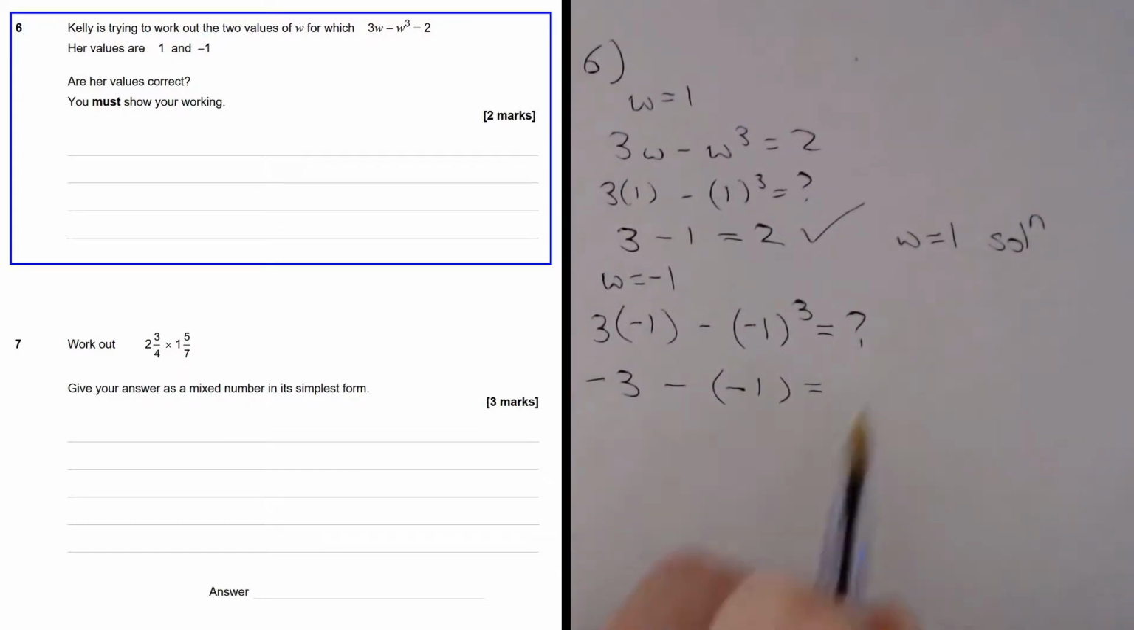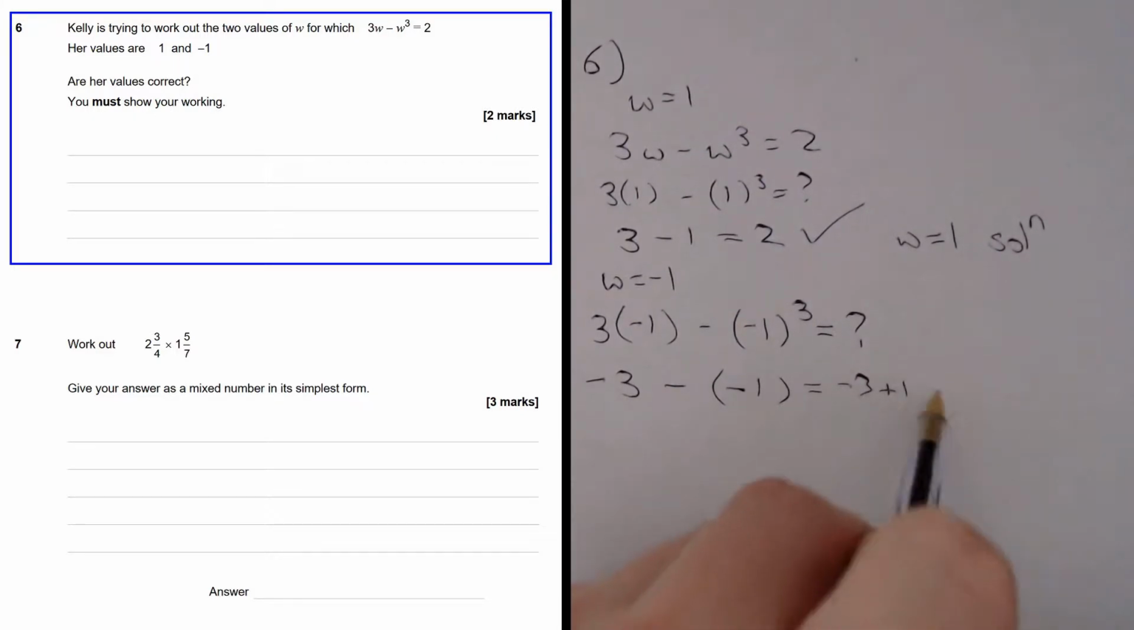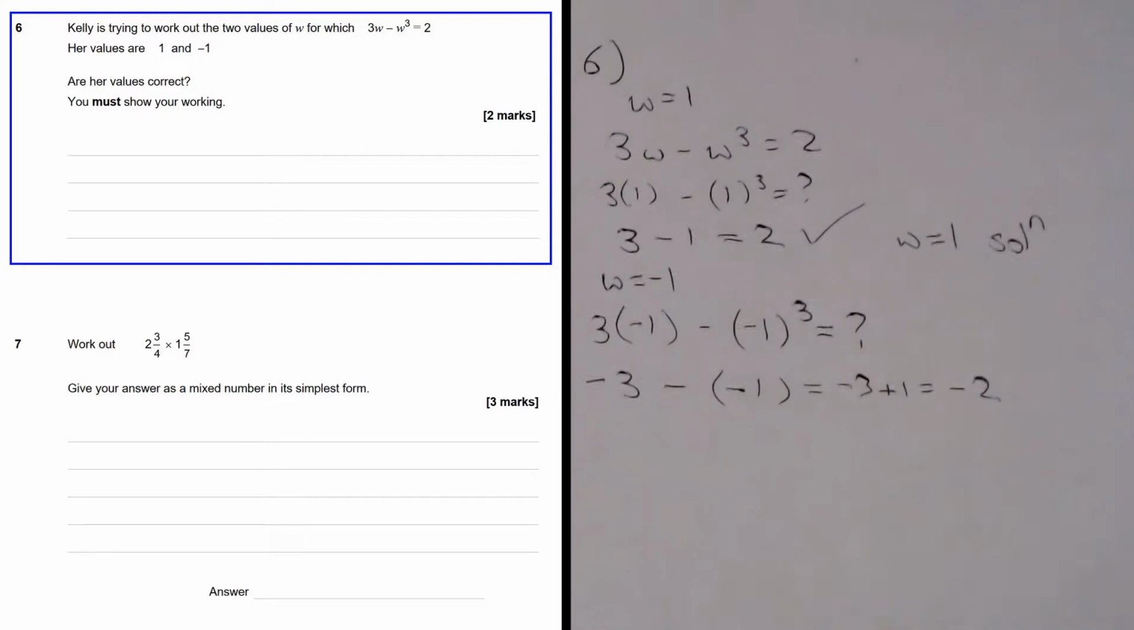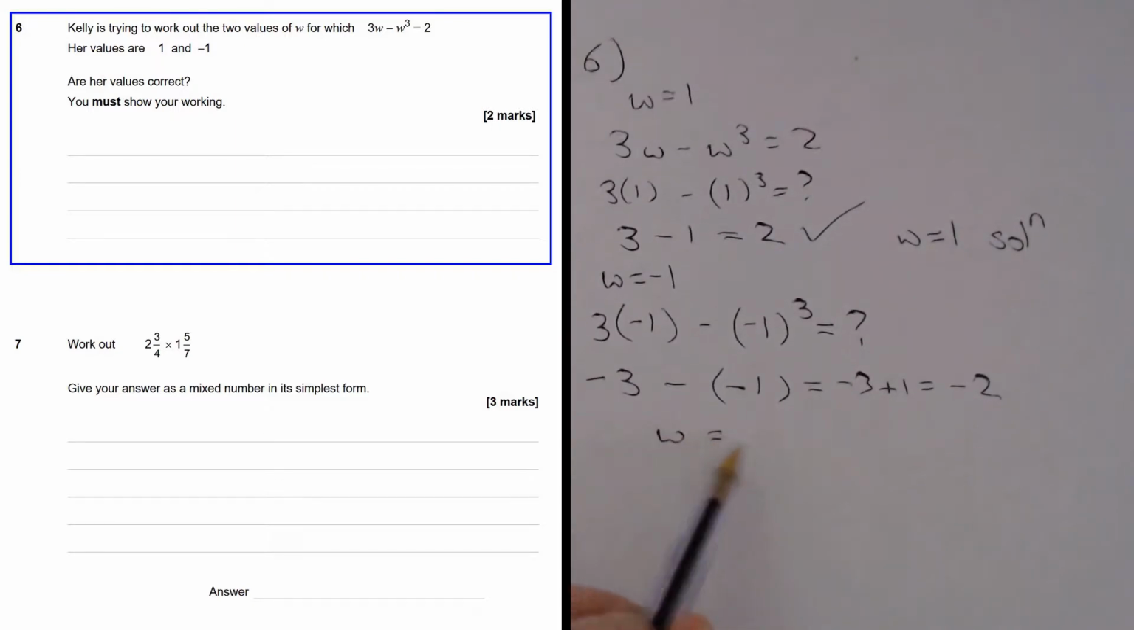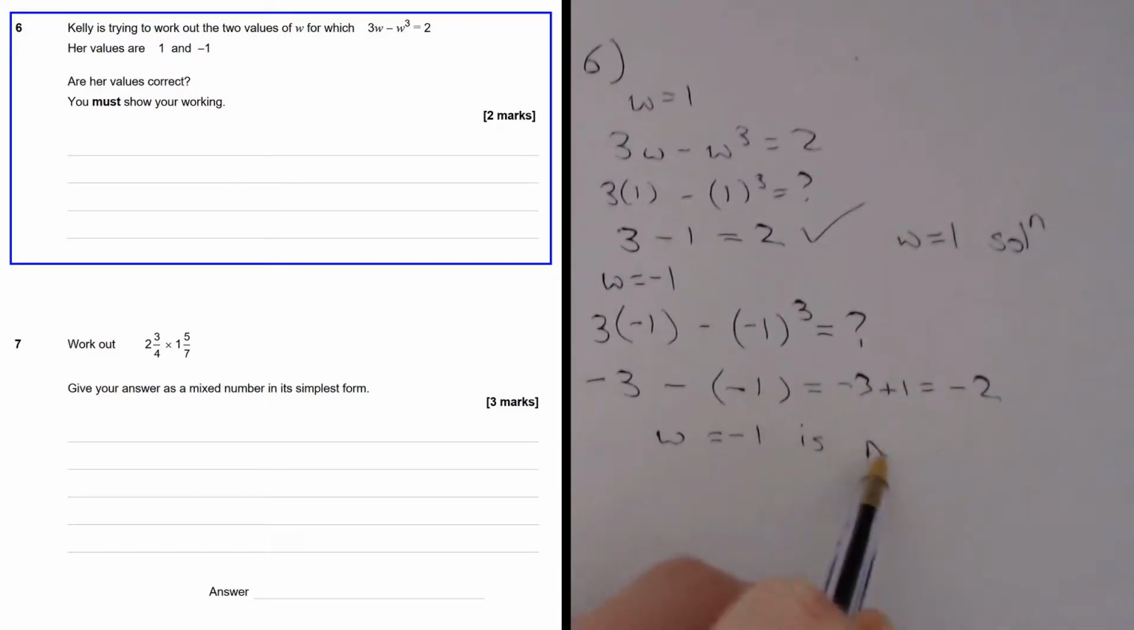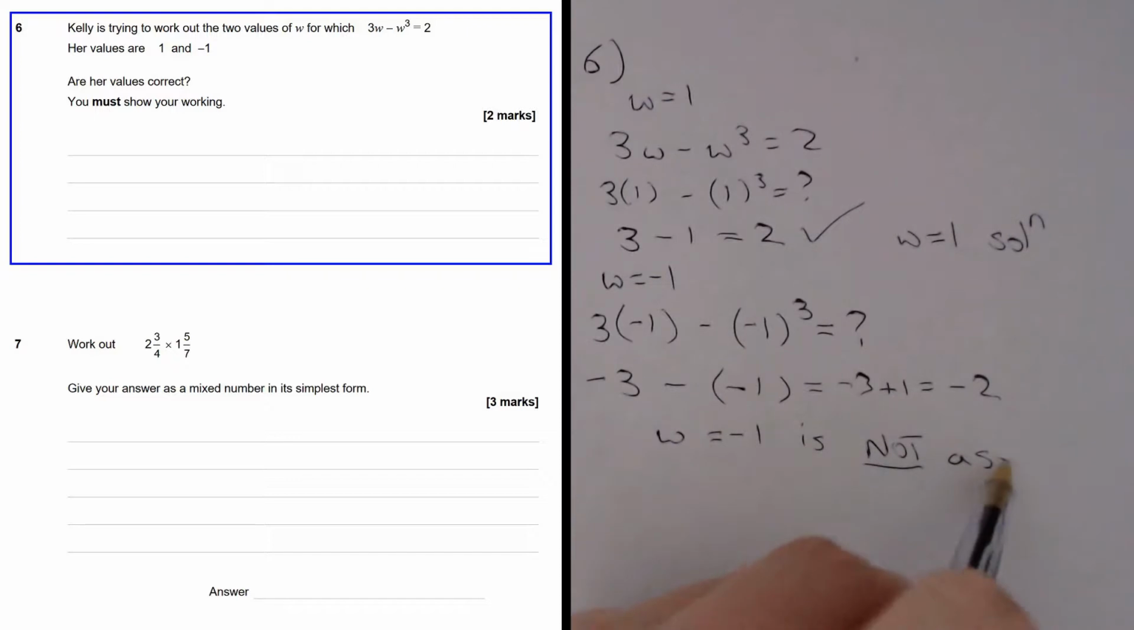And if we do that, we're going to get minus 3. The minus minus there gives us a plus. Plus 1, which is minus 2. That does not equal 2. So this means that w equals minus 1 is not a solution. So Kelly is not correct.